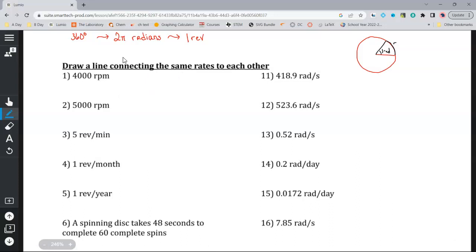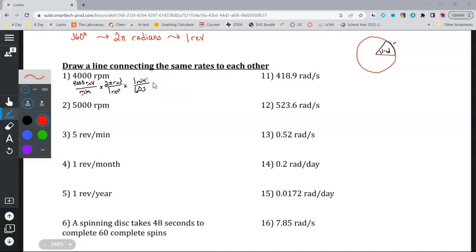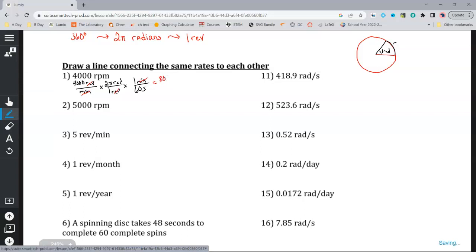So we have that conversion to keep in mind here. Now, as we go through this, we have 4,000 revolutions per minute, and we want to convert that to radians per second. So 1 revolution is 2 pi radians. 1 minute is 60 seconds. So we could simplify our units. Minutes cancel. We multiply the top, so we're going to get 8,000 pi over 60. And that's going to be radians per second.